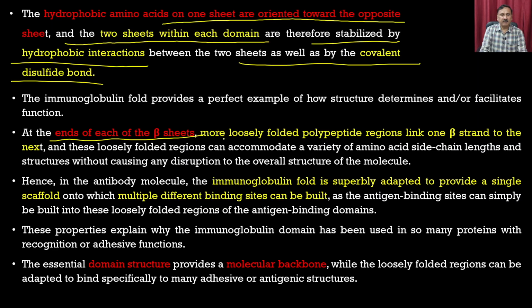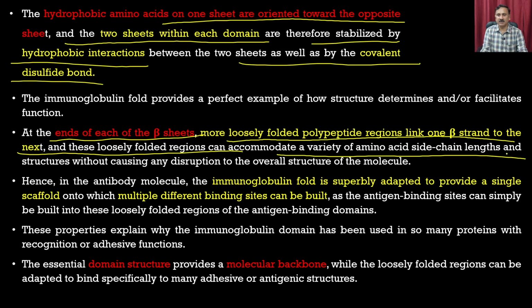So you are going to have disulfide bridges between the heavy chains and between the light chain and heavy chain as well, right? At the end of each of the beta sheets there is a more loosely folded polypeptide region connecting one beta strand to the next. These loosely folded regions can accommodate a variety of amino acid side chain lengths and structures without causing any distortion to the overall structure of the molecule. And this is a very, very important feature, that it can accommodate any kind of modification or alteration in the sequence, right?